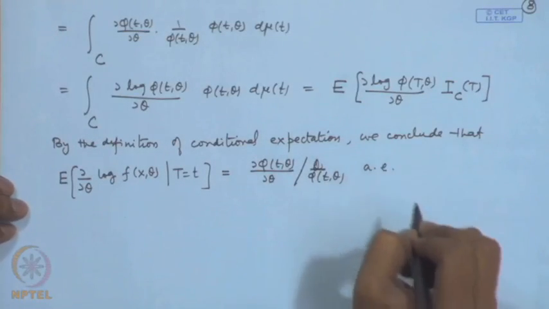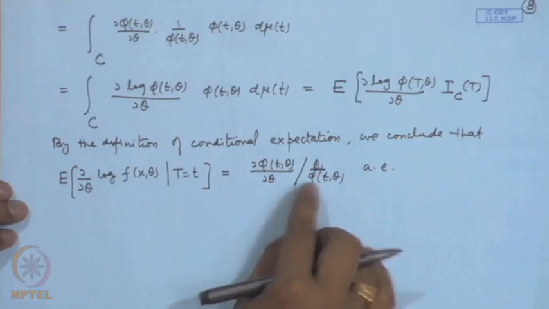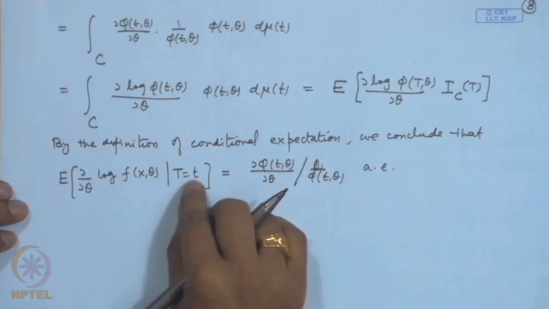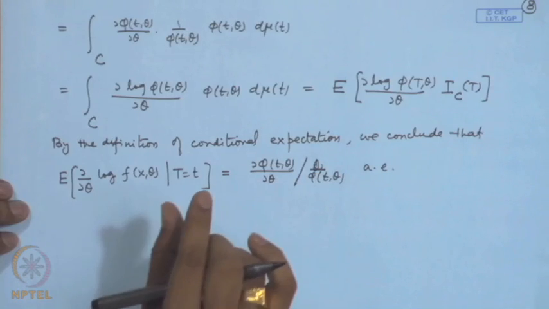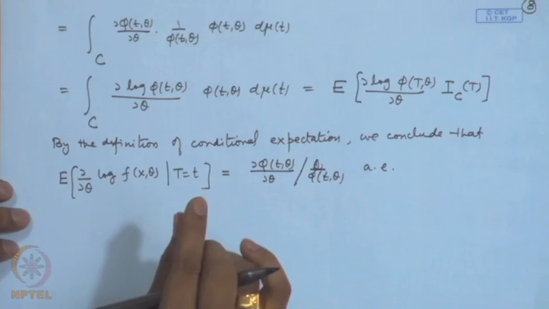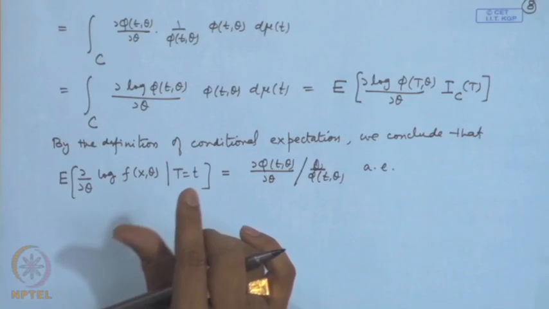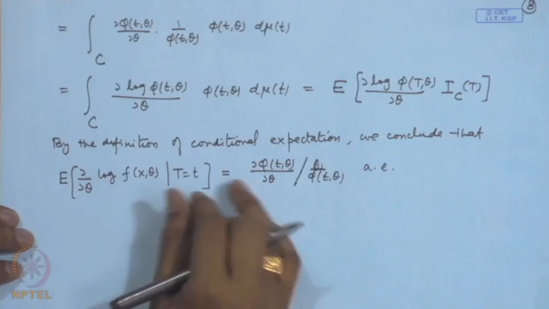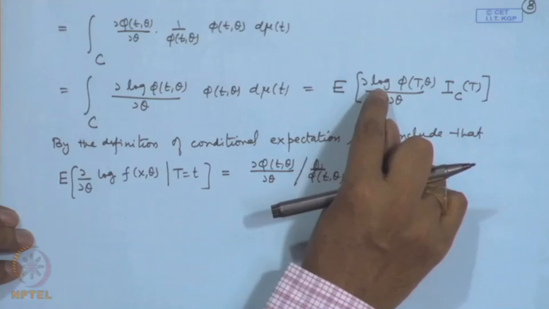Of course, since we are obtaining this result from the expectation, we can say that this statement is true almost everywhere. That means the set where this may not be true will have probability 0. That means, if there is a set of values of small t for which this statement is not true, then under the probability distribution of T, that set will have probability 0. So, actually what we have used here is simply the definition of the conditional expectation.